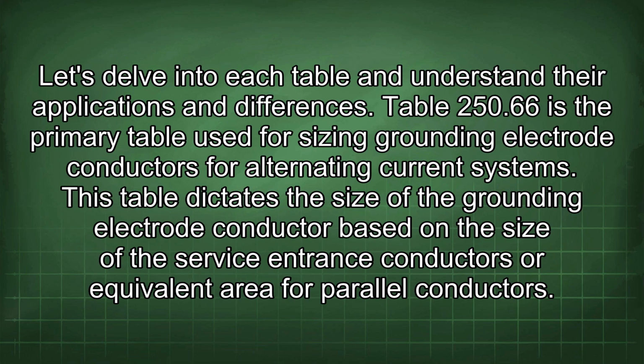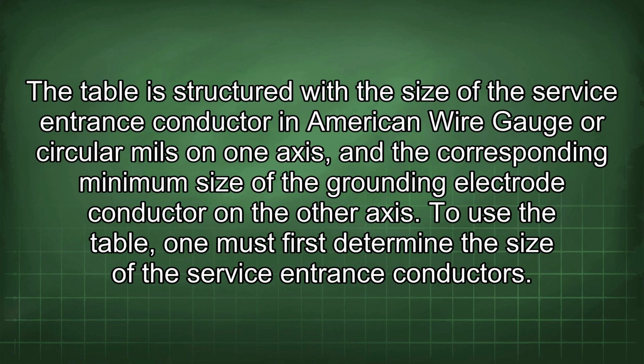Table 250.66 is the primary table used for sizing grounding electrode conductors for alternating current systems. This table dictates the size of the grounding electrode conductor based on the size of the service entrance conductors or equivalent area for parallel conductors. The table is structured with the size of the service entrance conductor in American wire gauge or circular mills on one axis, and the corresponding minimum size of the grounding electrode conductor on the other axis.